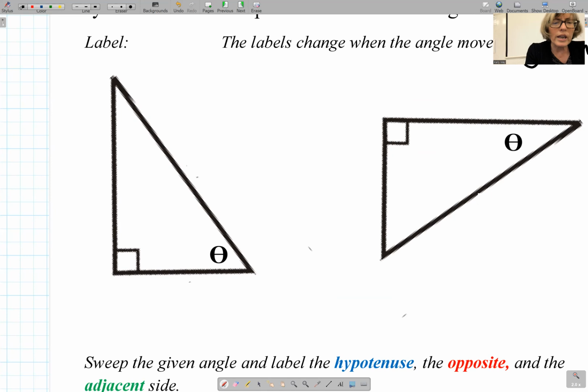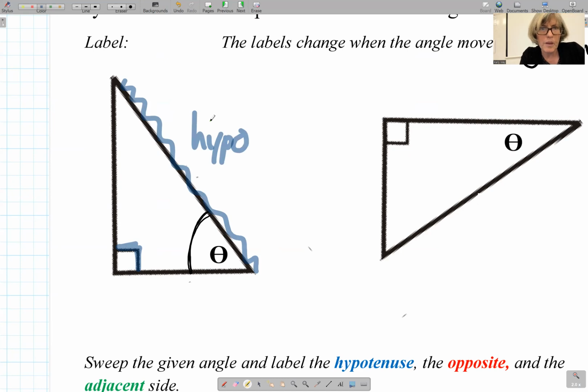I'd like you to physically sweep this angle theta. Now the hypotenuse doesn't change. The hypo is always across the right angle. So this squiggle would be the hypotenuse. Adjacent and opposite can change depending on the location of the angle. So in this case, if my theta is here, my opposite is across from it, but not the hypo. And then my adjacent is touching the theta, but not the hypo. So that would be the opposite and adjacent.